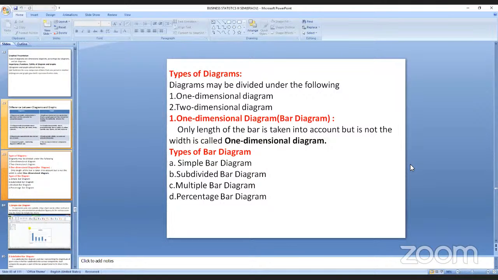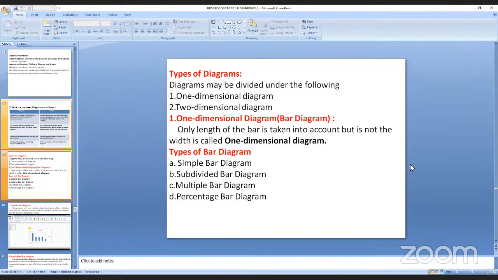So that is types of diagrams. Diagrams may be divided under the following: one-dimensional diagrams and two-dimensional diagrams. A one-dimensional diagram is a bar diagram, where only the length of the bar is taken into account, only the bar values. That is called one-dimensional.